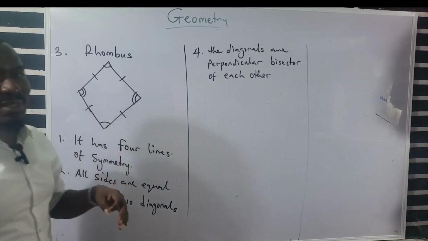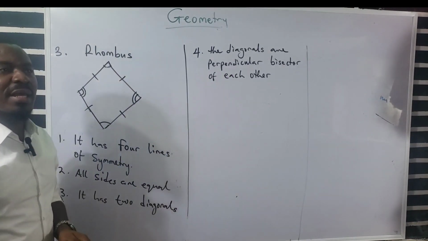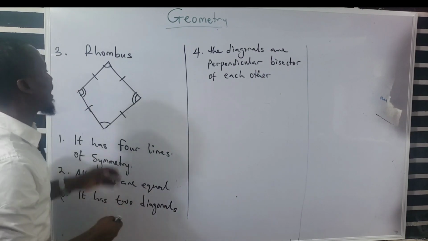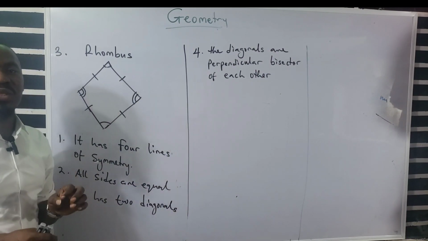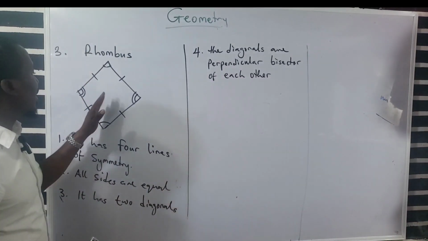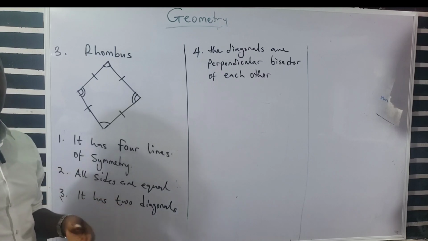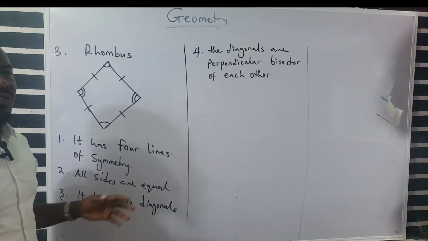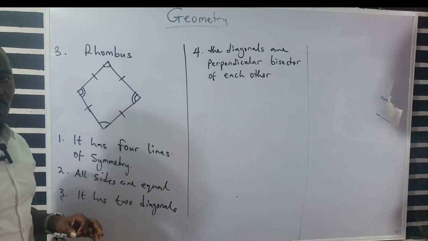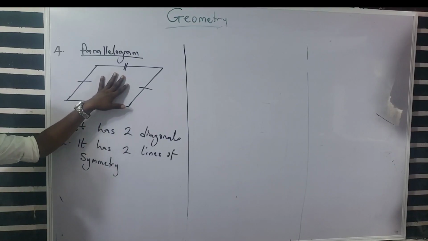Now let us look at the one that we call a parallelogram. Okay, a parallelogram is just like a rhombus. The only difference between a parallelogram and a rhombus is that the sides are not equal. Okay, the sides are not equal. So that's just the only difference. So this is what we call a parallelogram.